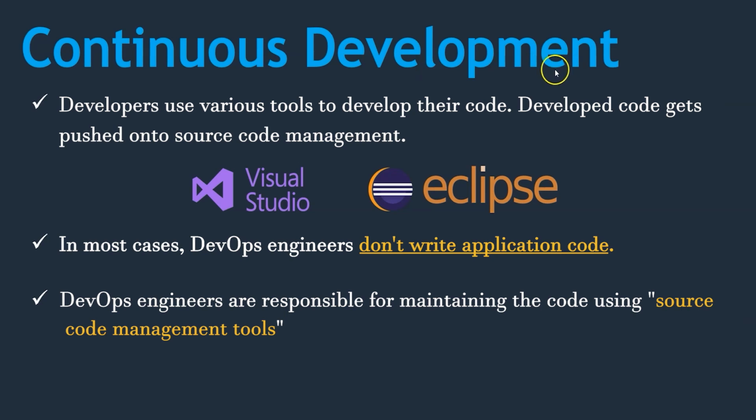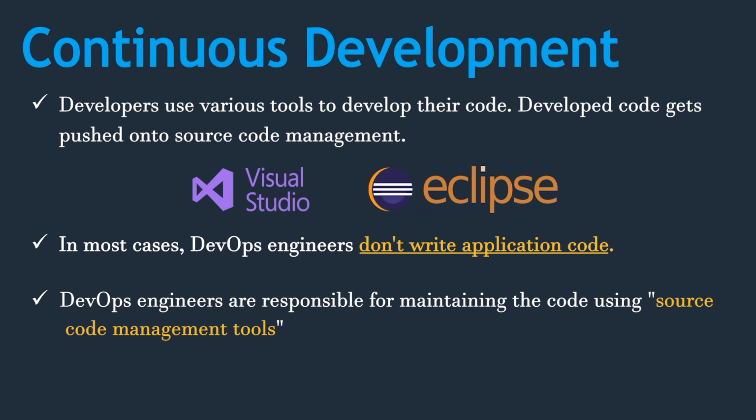First one, continuous development. Developers use various tools to develop their code. Developed code gets pushed onto source code management. So developers develop their code, then they push it onto source code management. To develop their code, they may use an IDE. An IDE is nothing but where they write their code. There are a lot of IDEs available. Among them, Visual Studio and Eclipse are the most used.